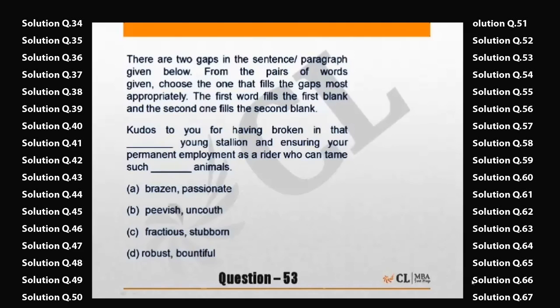Option D is incorrect since it uses bountiful, which means generous, an adjective that you'd hardly use or would be suitable for a wild horse in the given context. Now, the correct answer, which is option C, uses the word fractious, which means irritable and quarrelsome, and stubborn, which would both go for the horse and are appropriate in this context.